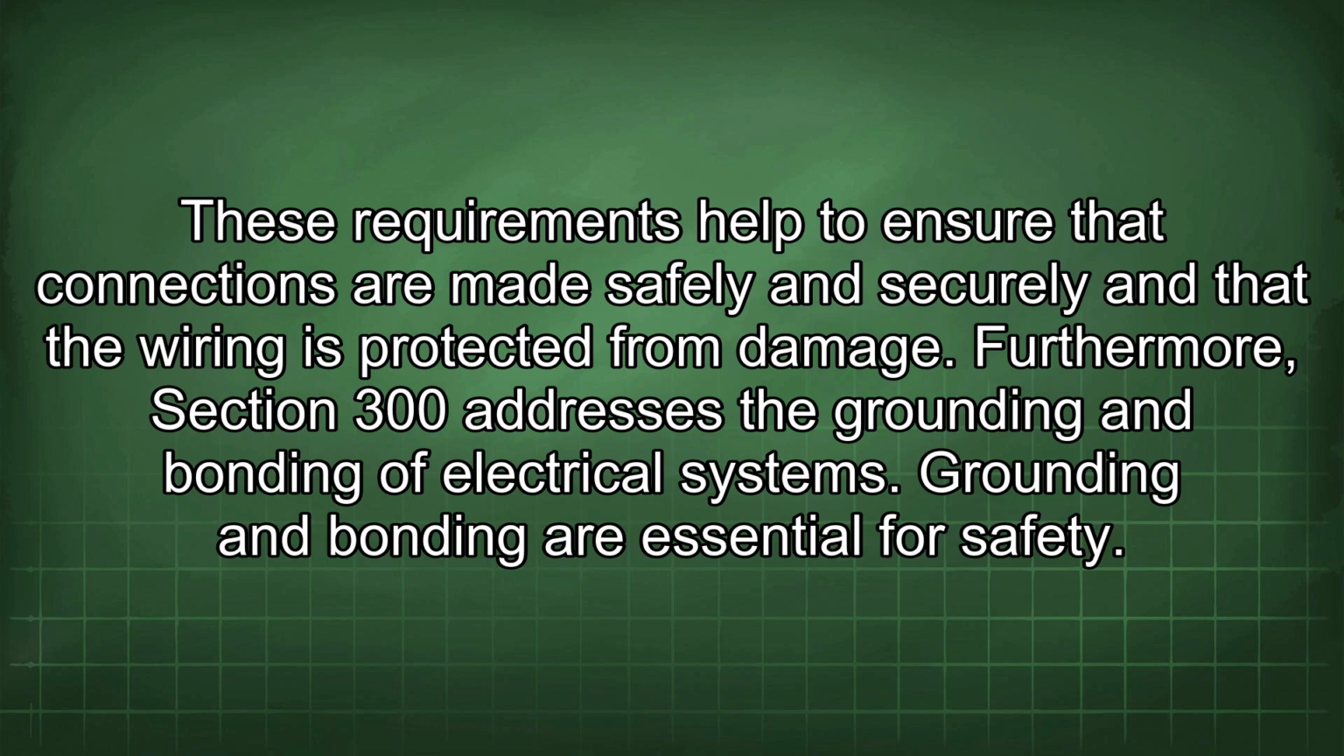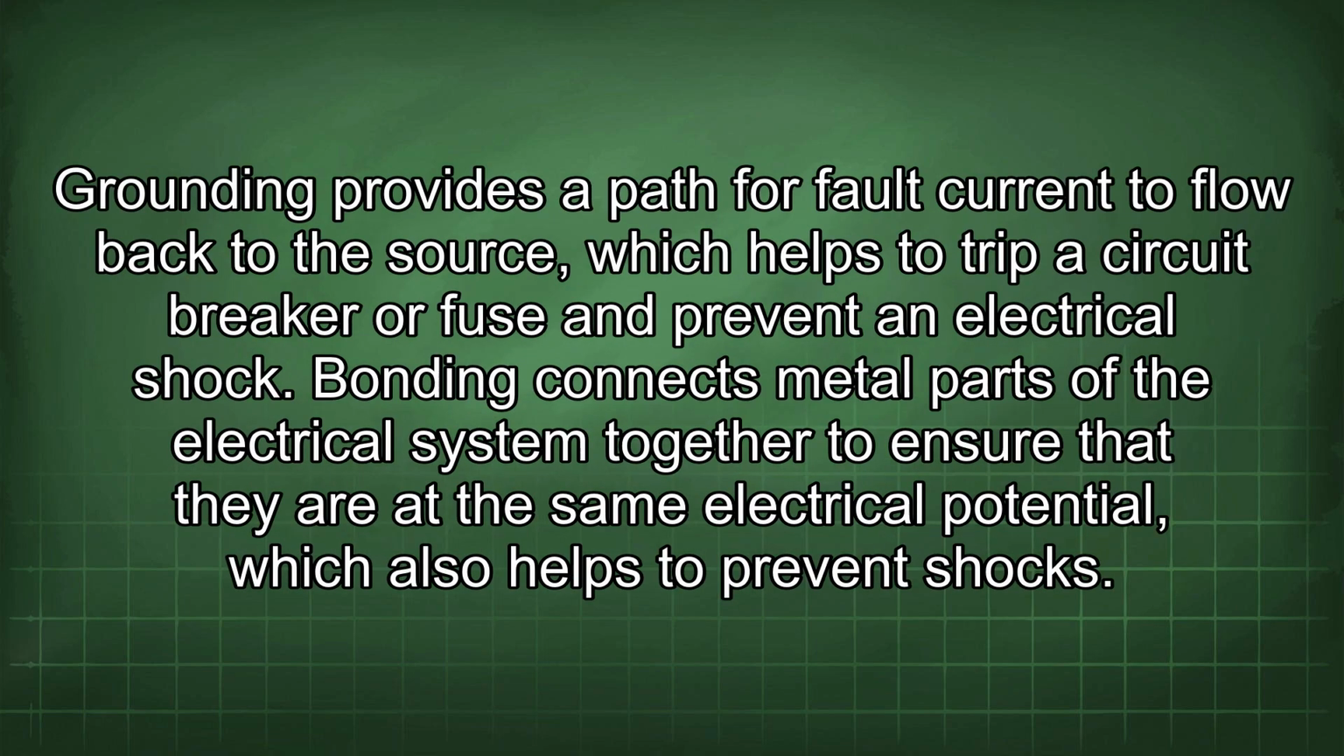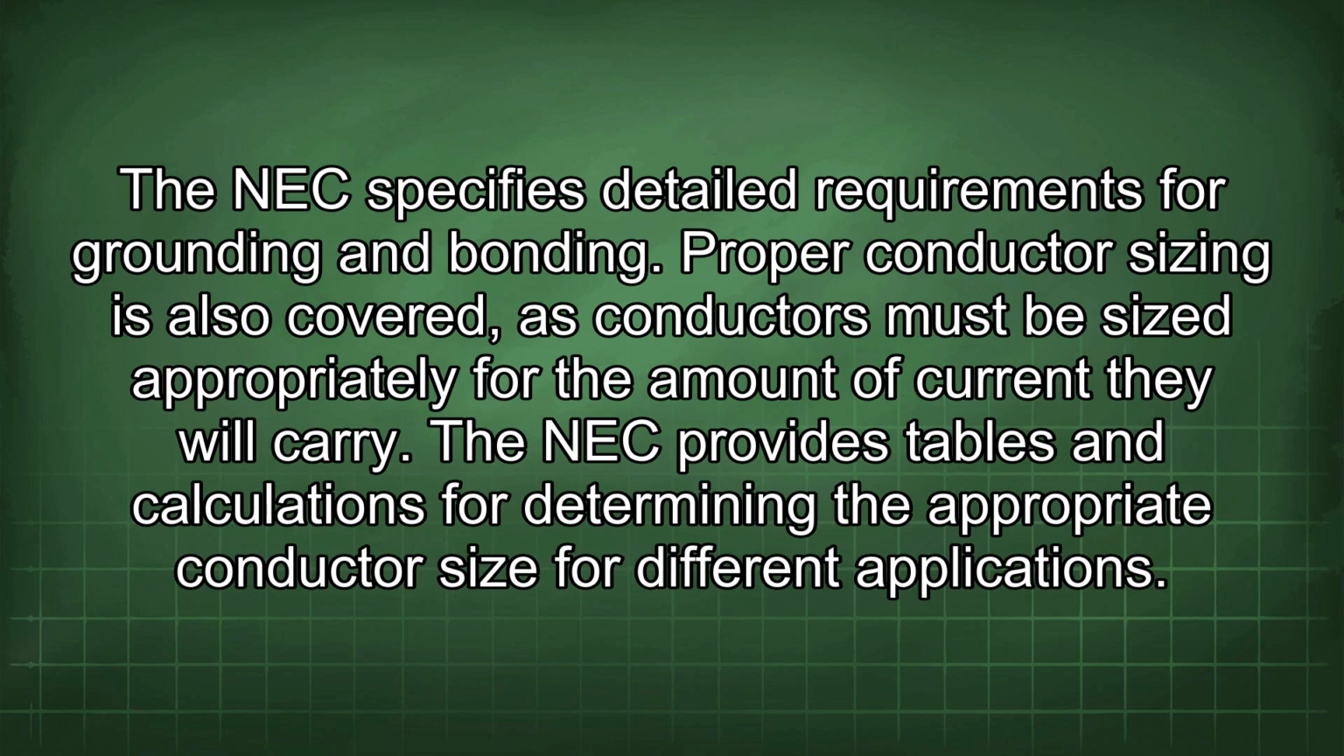Furthermore, Section 300 addresses the grounding and bonding of electrical systems. Grounding and bonding are essential for safety. Grounding provides a path for fault current to flow back to the source, which helps to trip a circuit breaker or fuse and prevent an electrical shock. Bonding connects metal parts of the electrical system together to ensure that they are at the same electrical potential, which also helps to prevent shocks. The NEC specifies detailed requirements for grounding and bonding.